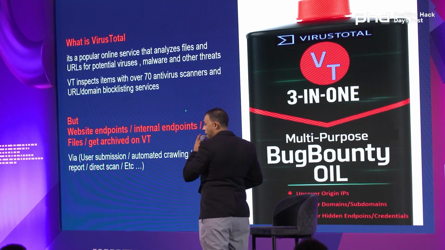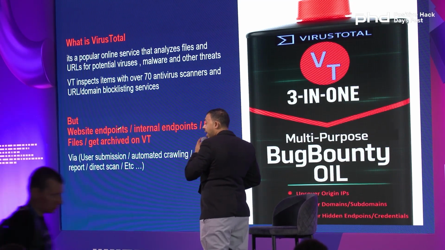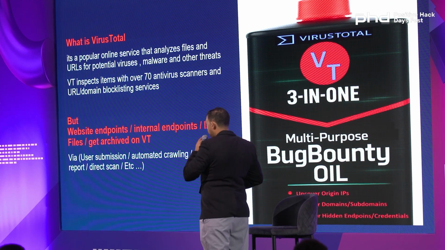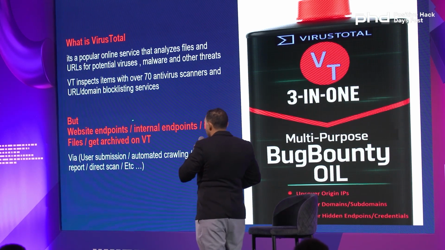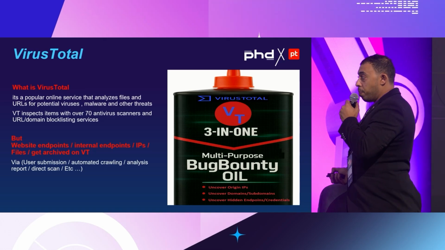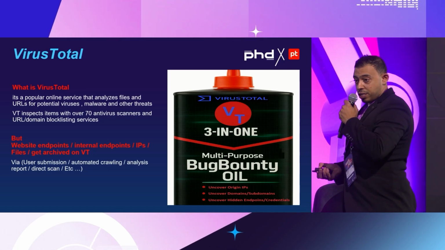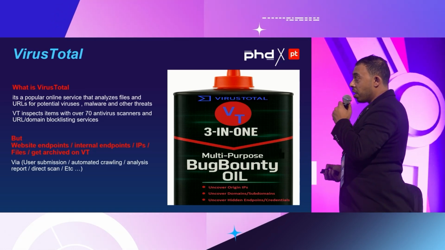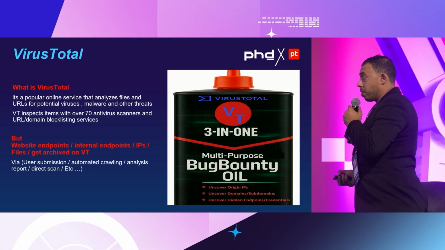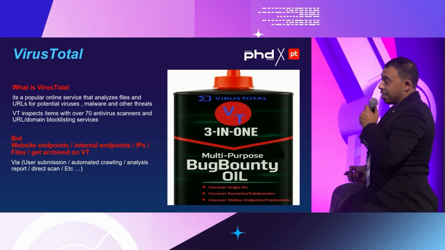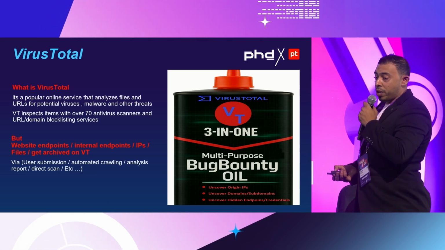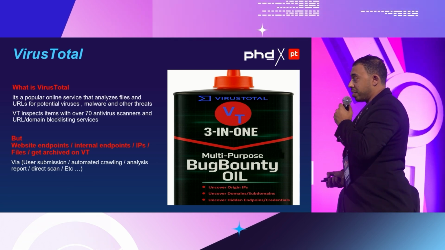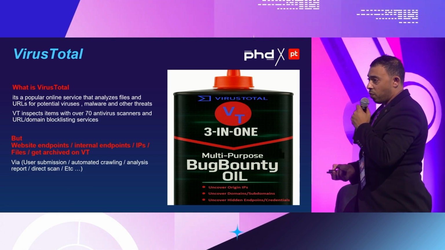But a lot of people don't know that most or all of the apps that use scanning on VirusTotal get directly archived. So website endpoints, internal endpoints, IPs, files, credentials sometimes, tokens, everything gets archived on VirusTotal. And that's how it's happening: via user submission, automated crawling, analyzing reports, direct scans. There is a lot of other stuff.